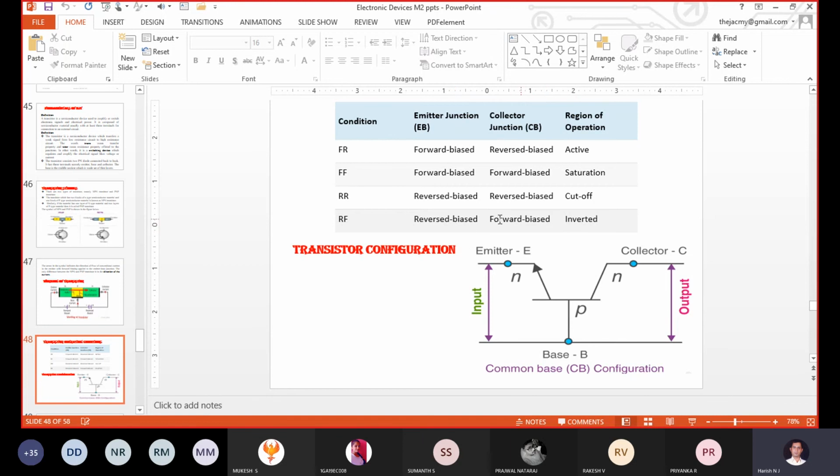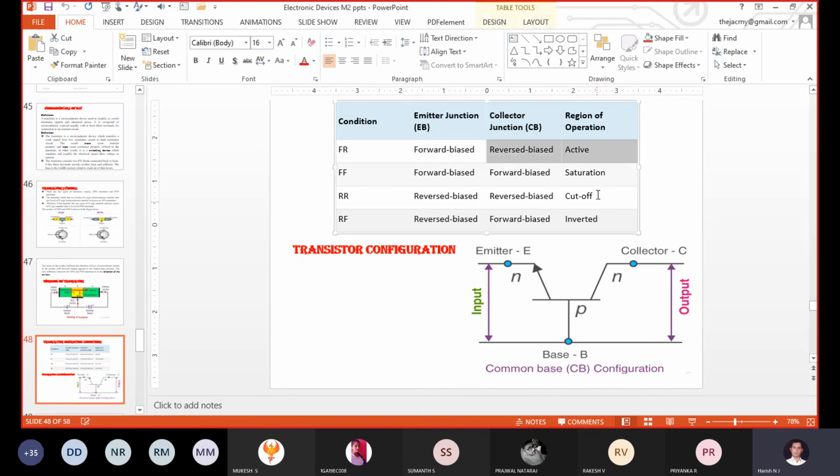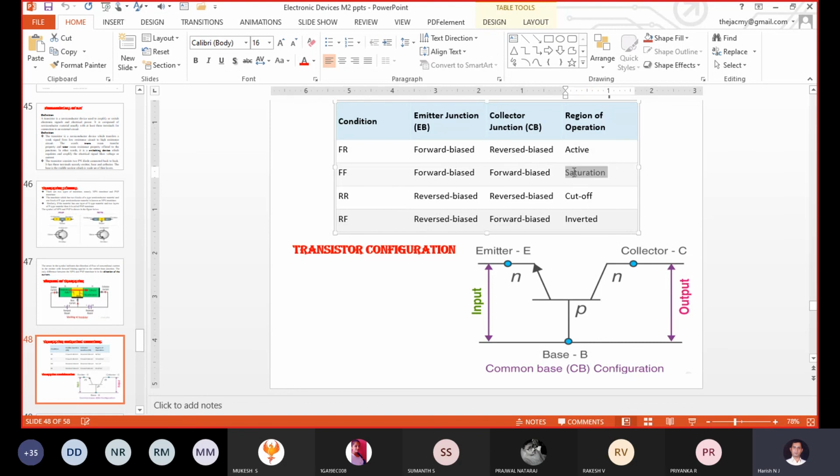Only in that derivation we are using this concept, but excluding this fourth one, generally we have only three modes of operation. One is active mode, saturation mode, cutoff mode. For the active, JE is forward, JC is reverse. Saturation, both the junctions should become forward. For the cutoff, both the junctions should become reverse bias. Correct. I already told you active mode means the transistor acts like an amplifier. Saturation and cutoff, these two conditions we use for representing the switching action. Saturation is the switch on condition, cutoff is the switch off condition.